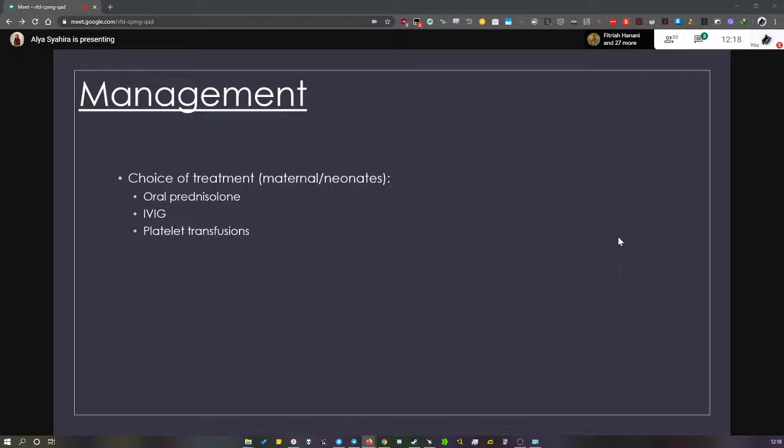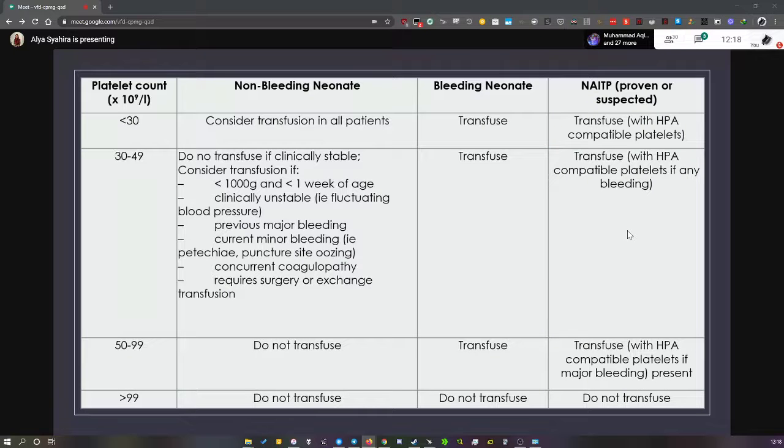However, most cases do not need any treatment, so we just treat conservatively depending on the severity of the thrombocytopenia. So this is a summary of the indications for transfusing platelets.